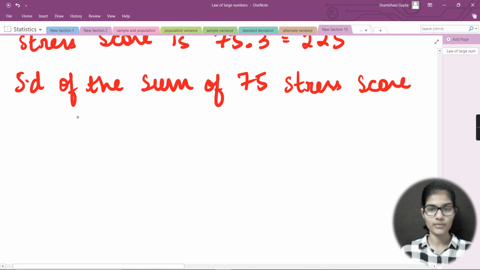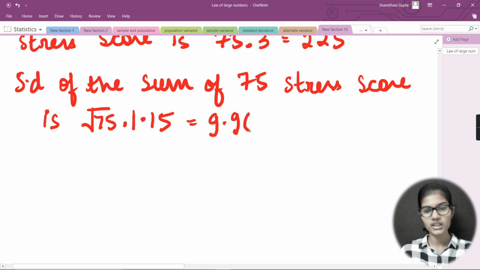So standard deviation of the sum of 75 stress scores. Now here it is the square root of 75, multiplied by 1.15, right? Don't be confused between this dot and the decimal. Between the square root of 75 and 1.15 there is a multiplication dot, and this point in 1.15 is the decimal. Don't be confused by that. To remove the confusion, listen to my words very carefully. The multiplication results in 9.96, right?